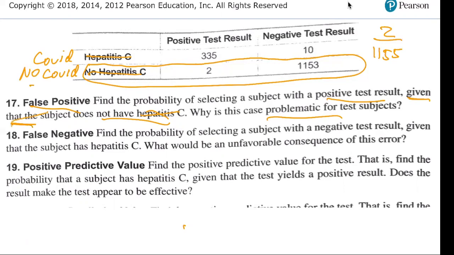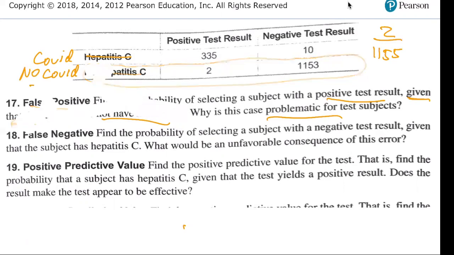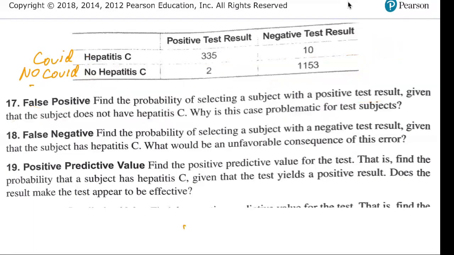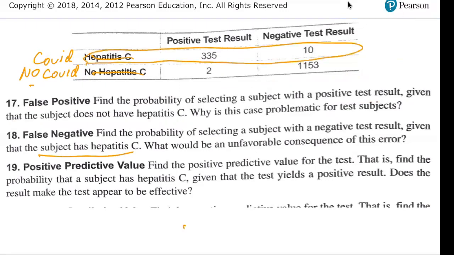Now let's look at the false negative. Oh, kind of scratch these out. Probability of selecting a subject with a negative test result, given that the subject has COVID. That's this row. So now the probability of negative result would be 10 over 345. I'll actually do the decimal. 0.029.